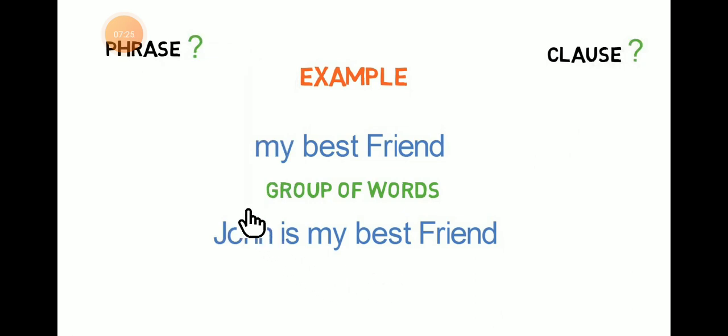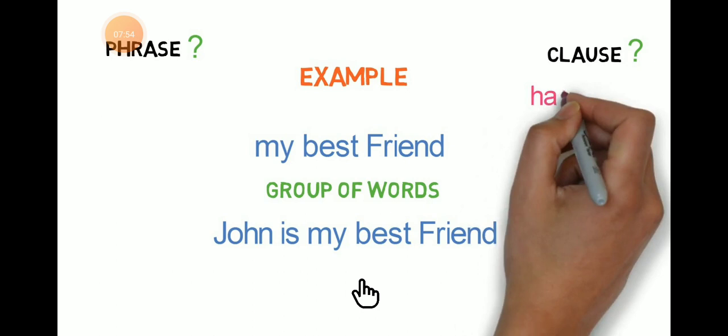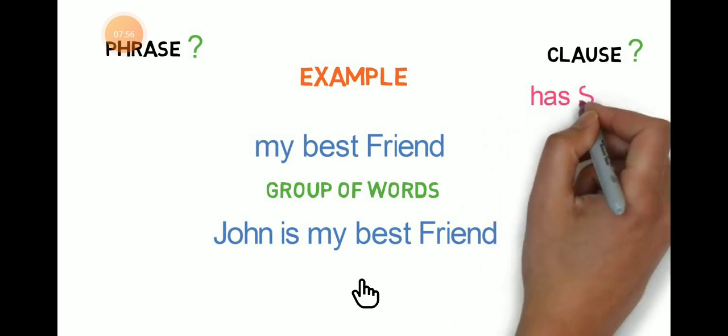So here we have a big question mark, because we don't know which belongs to phrases and which belongs to clauses. "My best friend" is a single expression and it doesn't give any meaning, so it is a phrase. If we come here, "John is my best friend" gives a complete meaning.